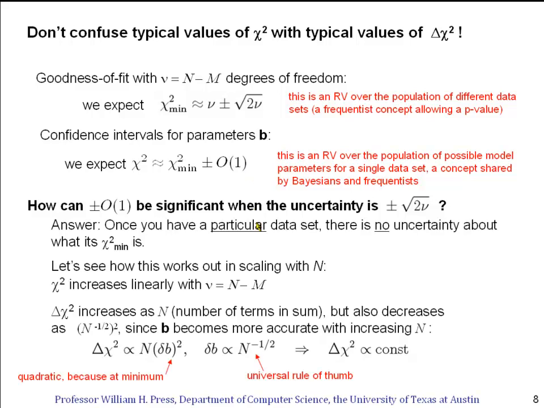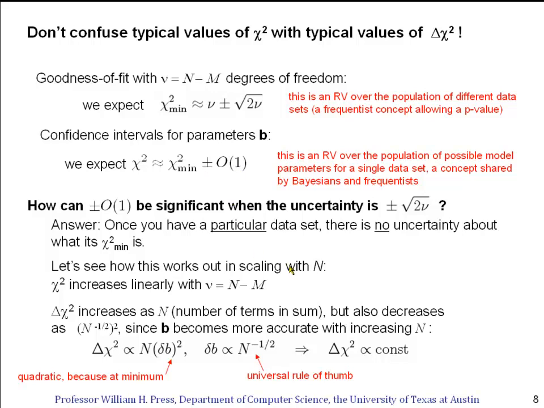It's not a paradox. The answer is that once you have a particular data set, then there's no longer any uncertainty as to what chi-square minimum is. You've chosen a particular data set out of the population of different data sets, and it has some exact value of chi-square min. Then within that data set, a change of order unity from chi-square min corresponds to a significant change in the fitted parameters. So as the number of data points gets large, although this uncertainty increases, this one you keep the same at the values that were given in that table.